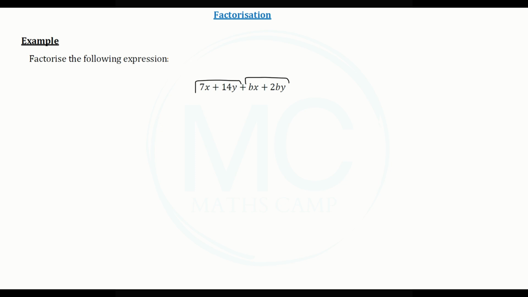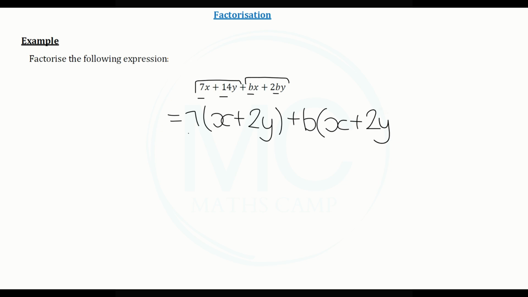And now we find a common factor in each pair. We have 7 and 14. So in these 2 terms, we can take out 7 as a common factor. And we have 7, open bracket. We're left with x plus 14 divided by 7 gives us 2. So we have 2y. In our second pair, we have bx and 2by, so we can take out positive b as a common factor. In the first term, we're left with x. And in the second term, we're left with 2y.